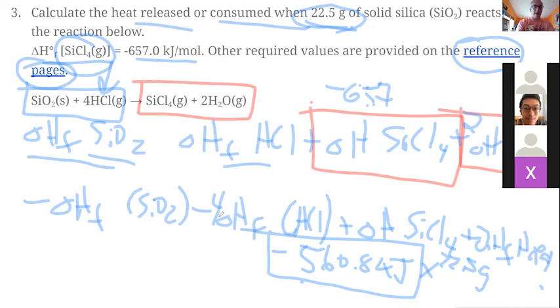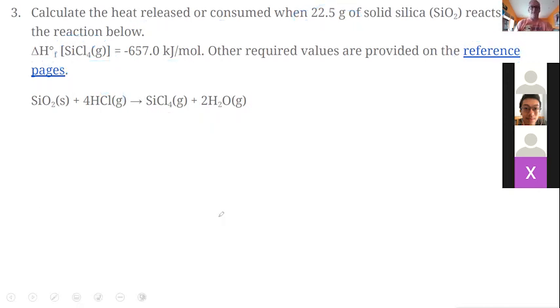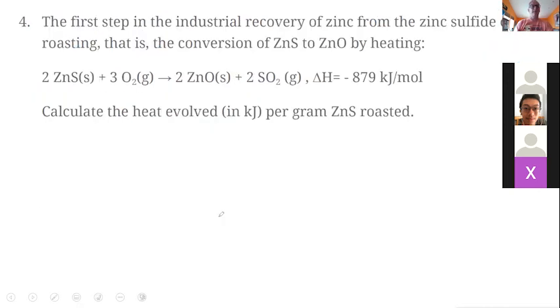Let's do the last one. I think there's only one left, right? Ooh, on roasting. All right, so always check. An evil person like me would give you a reaction and not balance it, just to see if you're paying attention. So whenever you're given a reaction like this, make sure it's balanced.